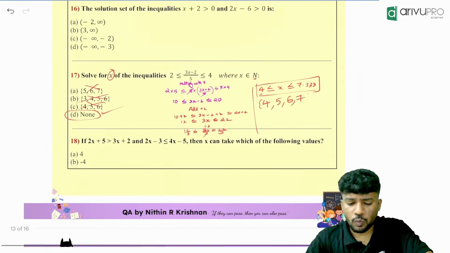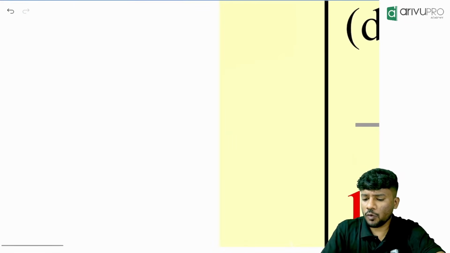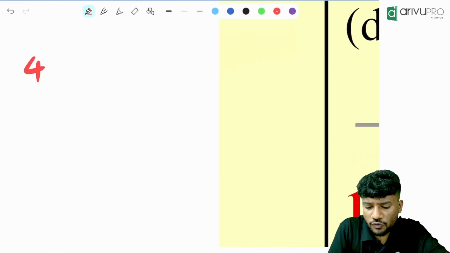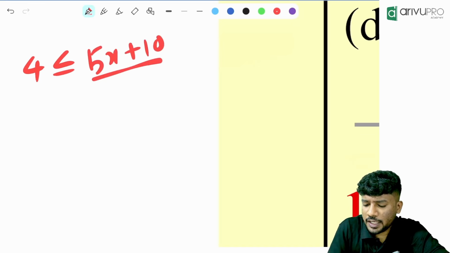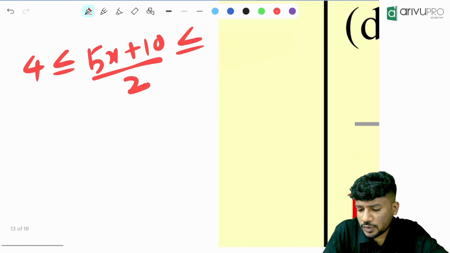Now, one question I want to ask everyone. What if the question is like this? 4 less than or equal to (5x plus 10) divided by 2 less than or equal to 20.